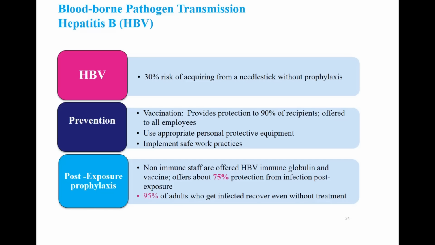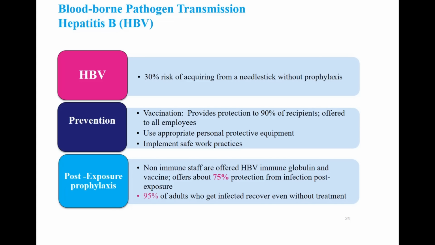We will now discuss the blood-borne pathogens in a little more detail. If a person has an exposure to hepatitis B and is not vaccinated, there is a 30% risk of acquiring hepatitis B from a needle stick without prophylaxis. However, we have preventative measures. 1. Vaccination. We do have a vaccine for hepatitis B. The hepatitis B vaccine provides protection to 90% of recipients, and this is offered to all employees. Always use appropriate personal protective equipment and always implement safe work practices.